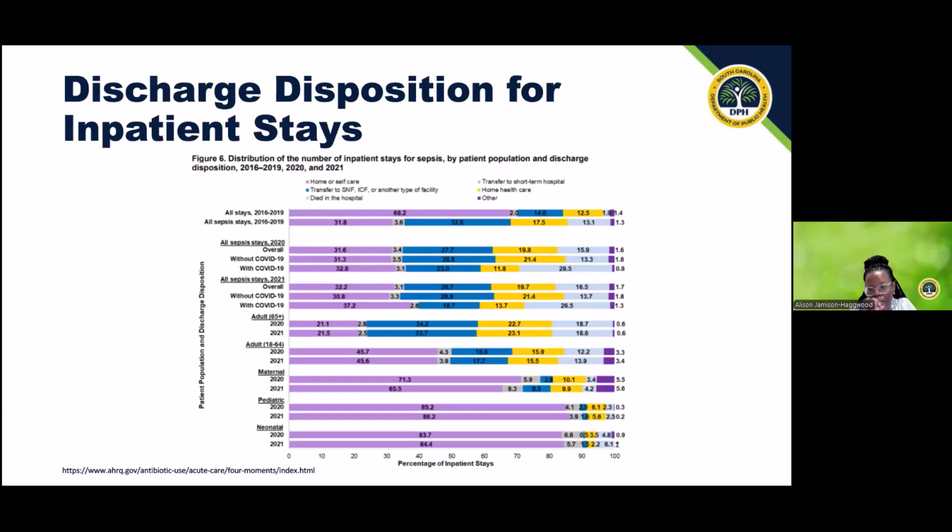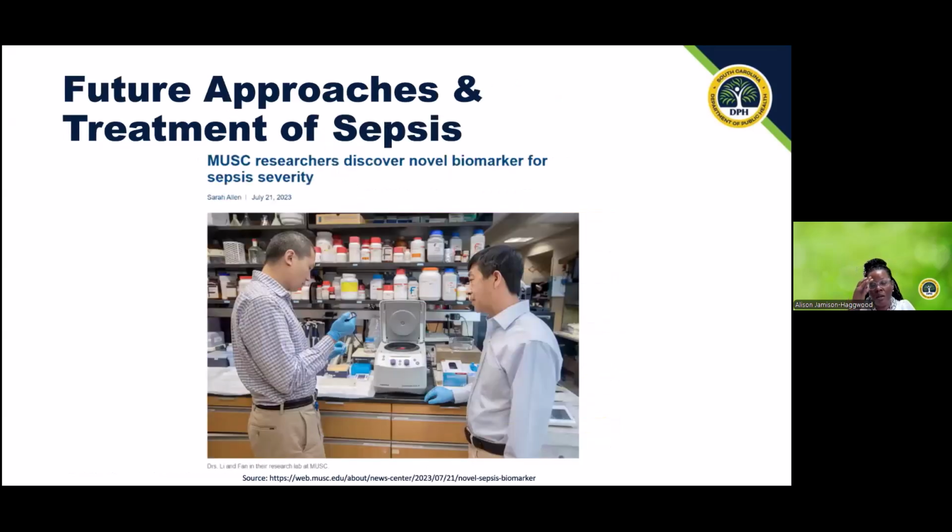And I think I moved a little ahead of myself, but this is showing what I just mentioned about the transfers to a SNF or ICF, those who may have died in the hospital, home health care. So it's just looking at the number of inpatient stays by population. So, some future approaches and treatments of sepsis.